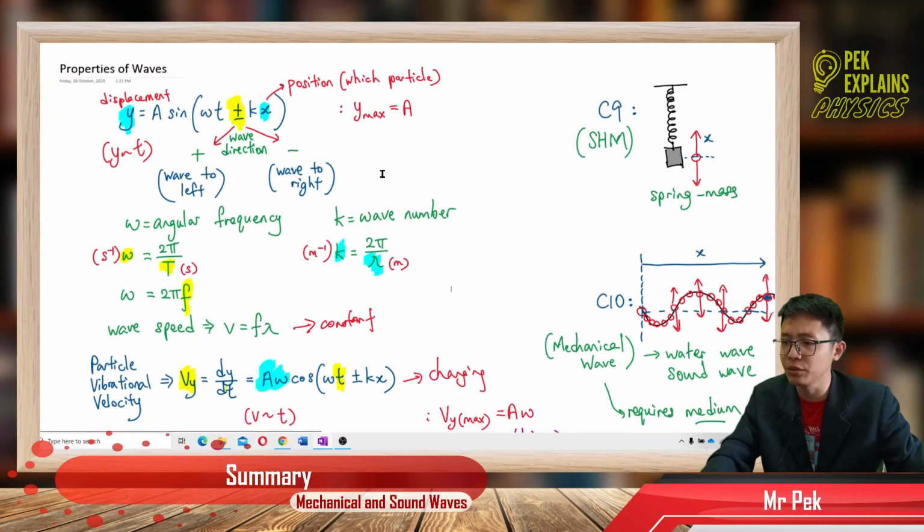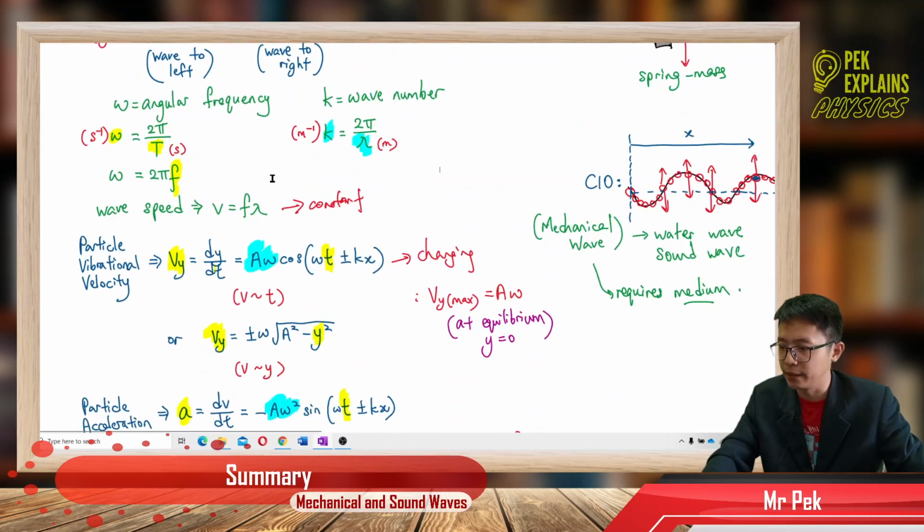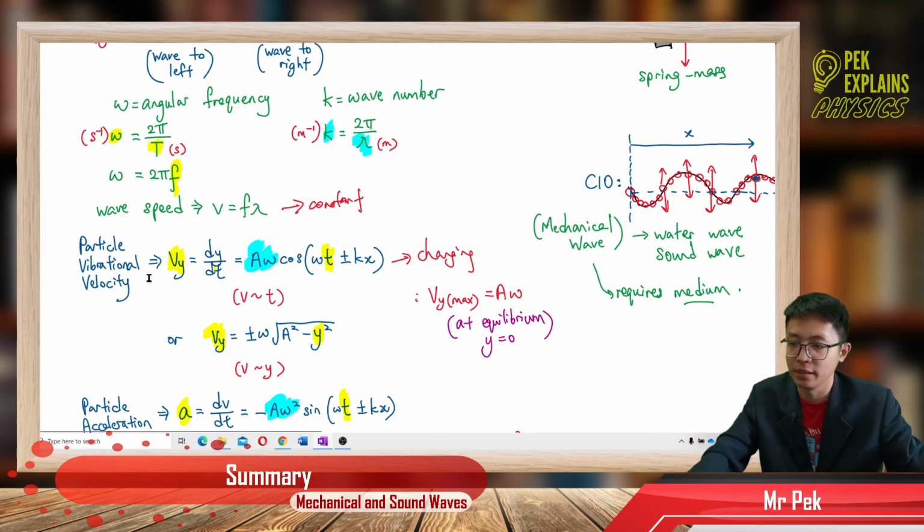So I just want to let you know the difference between the wave speed and particle vibrational speed. Wave speed is the speed of the whole wave. Particle vibrational velocity is the velocity of each oscillating particle in the medium. Okay.